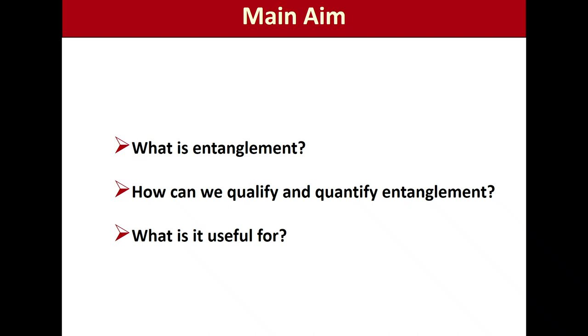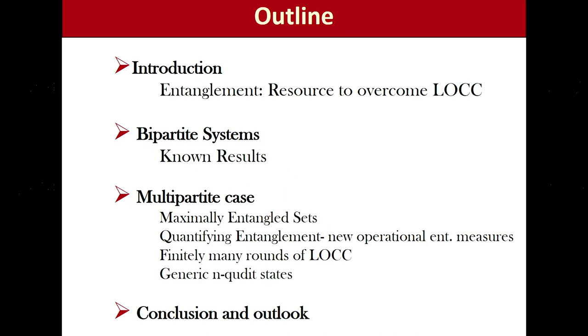Now, we started working on this topic several years ago, and I would like to go back to the very beginning of entanglement theory and talk about the origin of it, namely that entanglement is a resource theory, and it's a resource to overcome local operations assisted by classical communication. Then I would like to talk briefly about the bipartite case, so I will show you some known results, and this helps me also to make clear what is the difference between the bipartite and the multipartite case, which is what I want to talk about next.